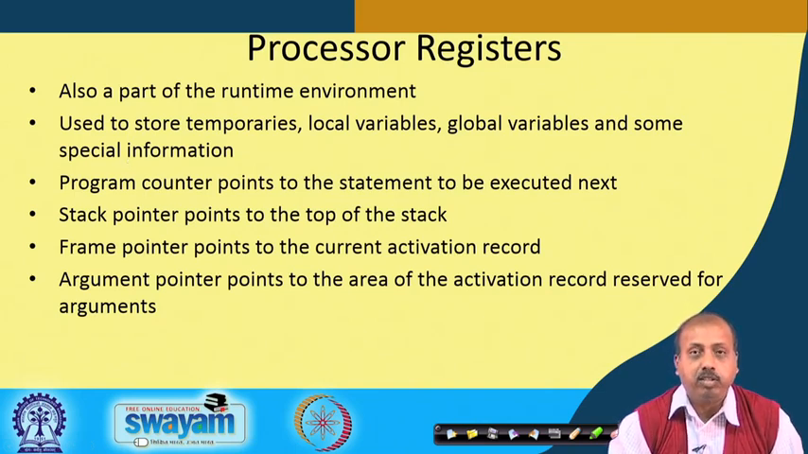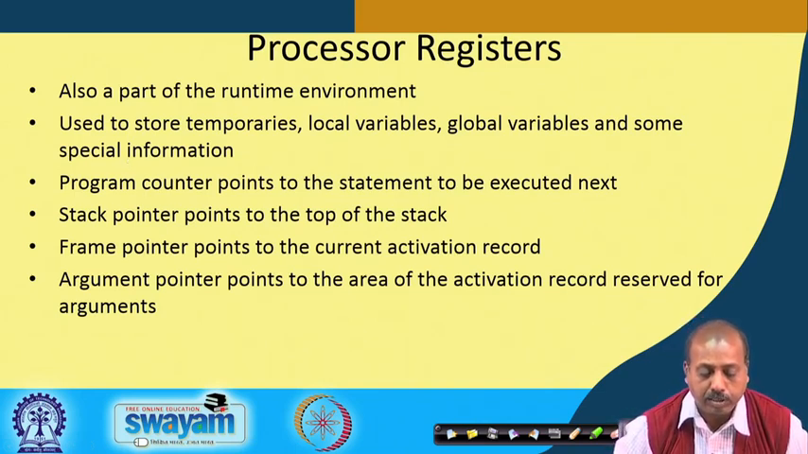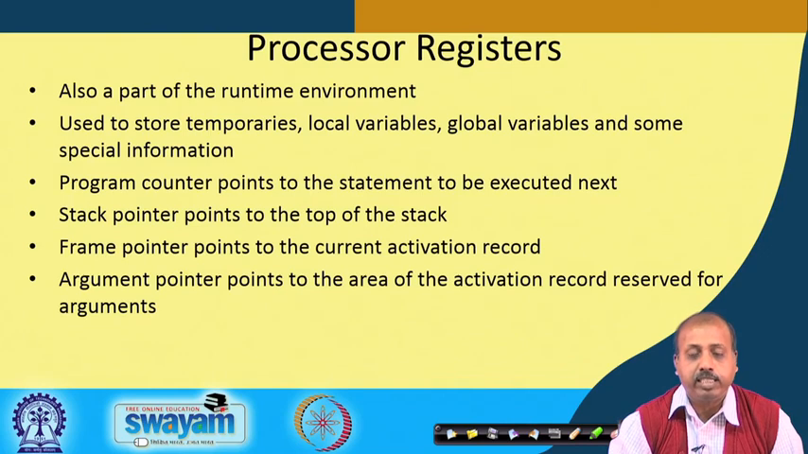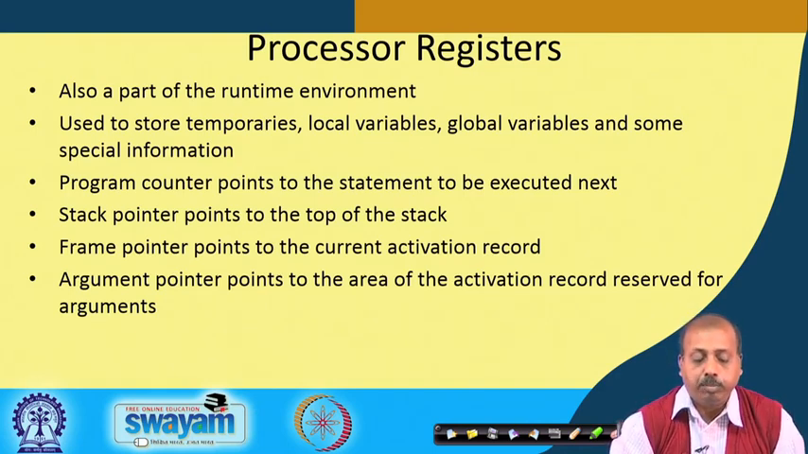Processor registers are also part of the runtime environment, because when a program is executing, its processor registers hold some of the variable values. They are used to store temporaries, local variables, global variables, and some special information. These are the purposes of the processor registers. The program counter is another very important register in the processor that points to the statement to be executed next. That is also a part of the runtime environment. Then the stack pointer, that is also a processor register.